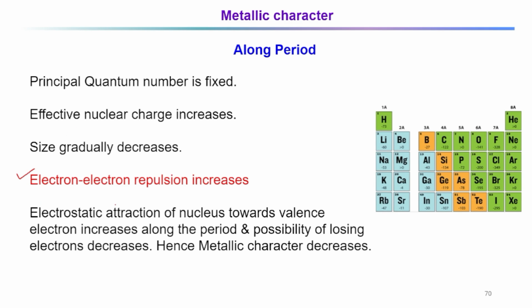So the electrostatic attraction of the nucleus towards the valence electrons increases along the period, and the possibility of losing electrons decreases. Hence the metallic character decreases. So when we are going from left to right along a period, the effective nuclear charge is increasing and the size is gradually decreasing. As the size is decreasing, the nucleus can attract the valence electrons more. Now it will be difficult to take out electrons, and the atom will not try to lose electrons. If it doesn't lose electrons, then the metallic character decreases.